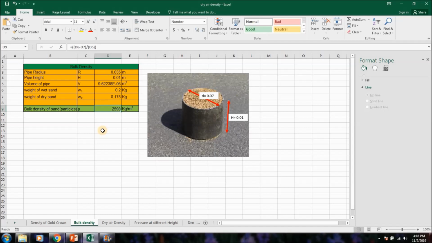You have to do this experiment multiple times, 4 to 5 times, then take the average bulk density of the sand particles. And this is the standard method used to measure the density of particles, sand, or soil.